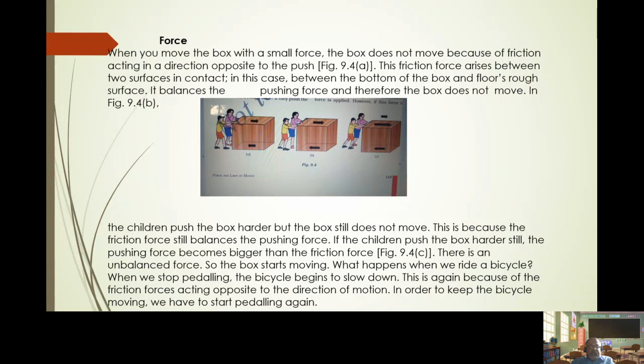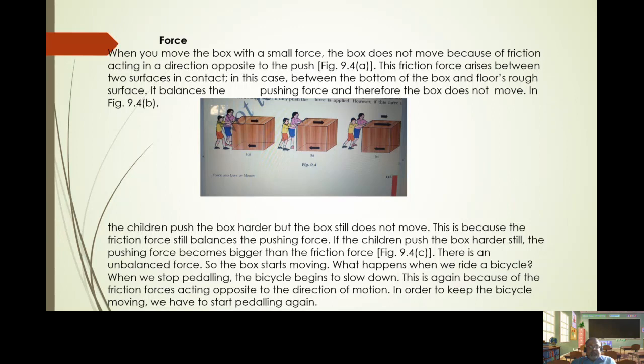In picture B, the children push the box harder, but the box still doesn't move. This is because the friction force still balances the pushing force. If the children push the box a little harder, the pushing force becomes bigger than the friction force. In picture C, there is an unbalanced force, so the box starts moving.